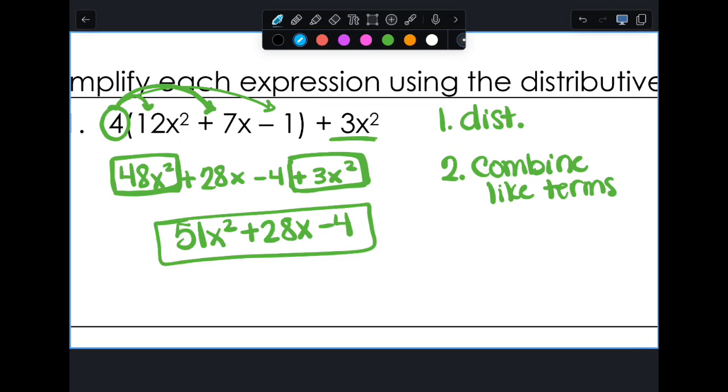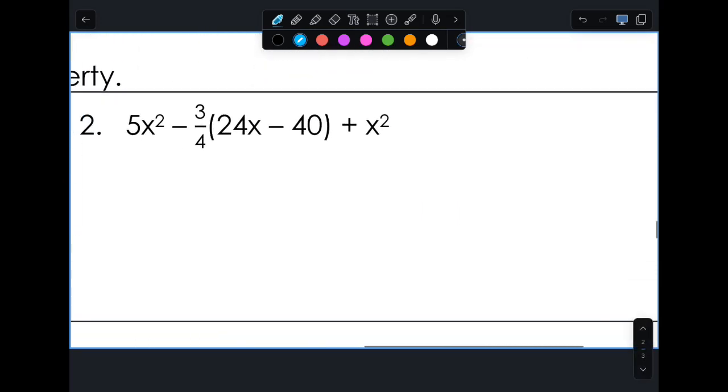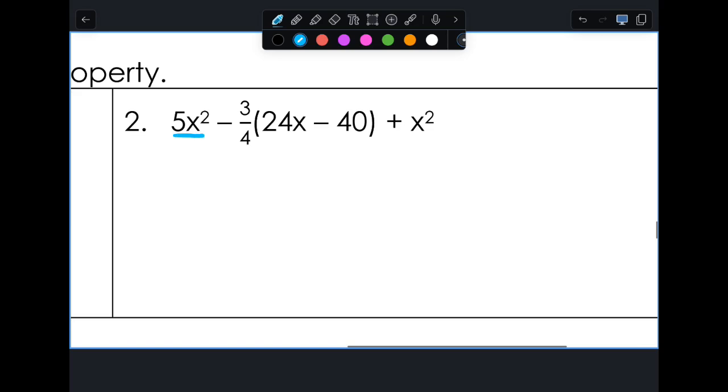All right, number 2. Notice you have a 5x squared here in the very front that isn't in front of the parentheses, so we're not going to distribute it. We're not going to multiply. We're not going to add it, do anything with it, so bring it down. Distribute the negative 3/4. When we multiply negative 3/4 times 24x, what do you get?